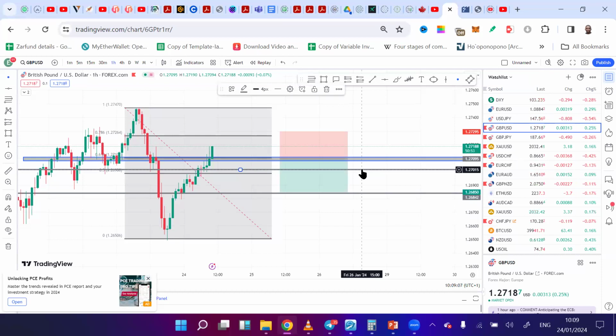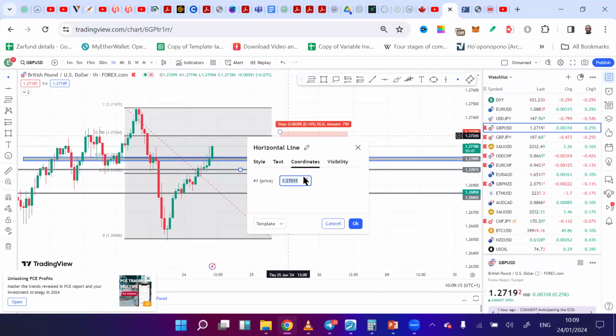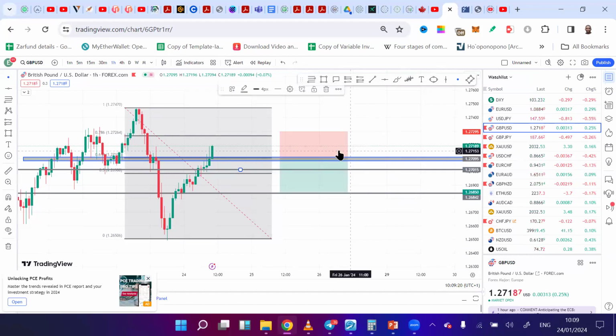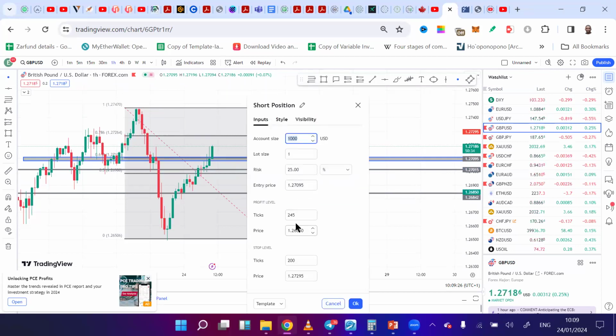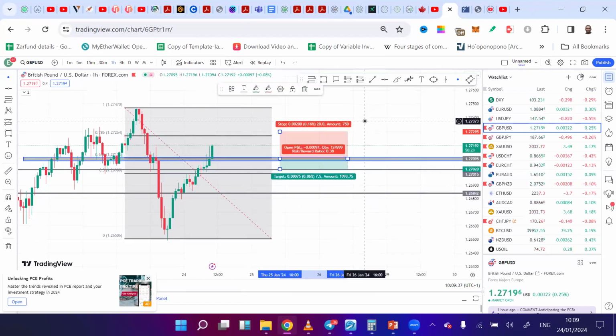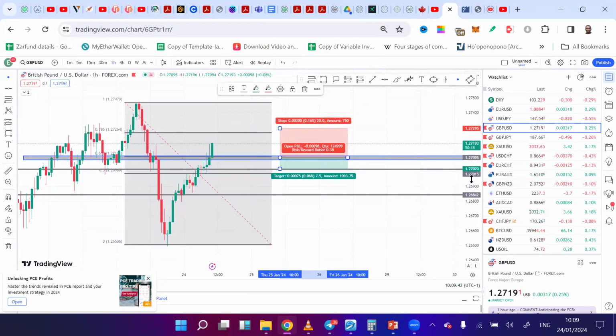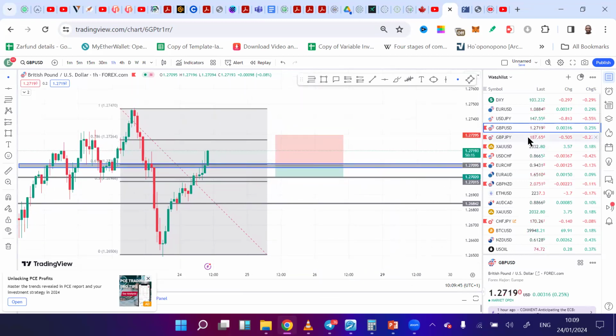1.2702 is what our take profit is going to be. That's where our take profit is going to be. We just want to exit these trades in positive, then we'll prepare for another trade, right?